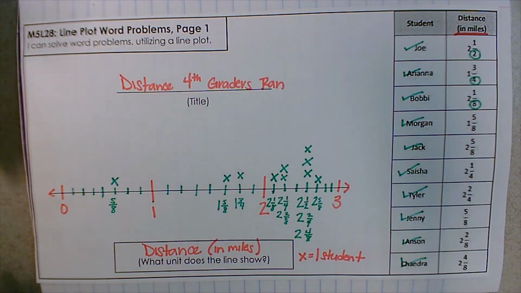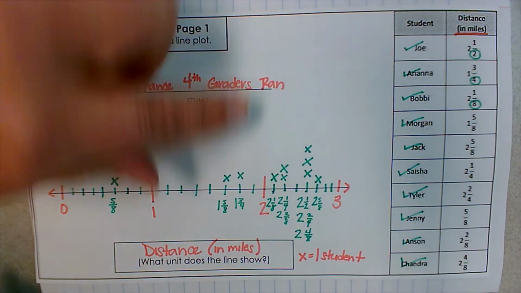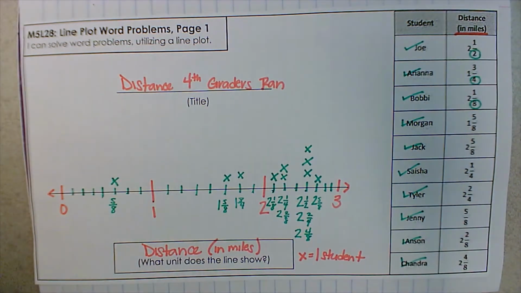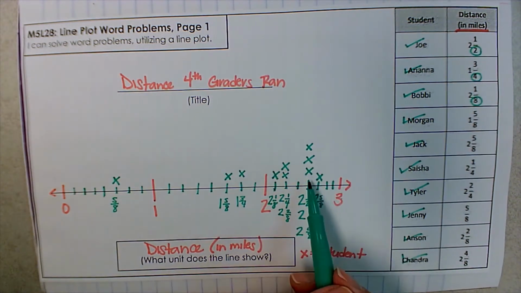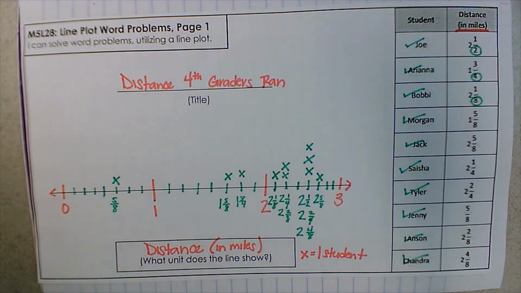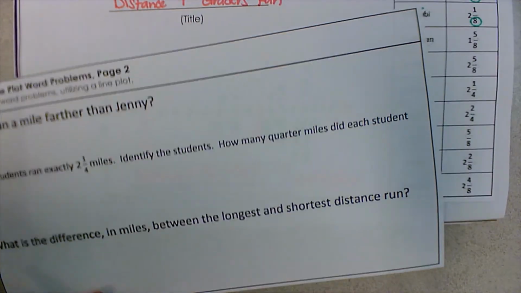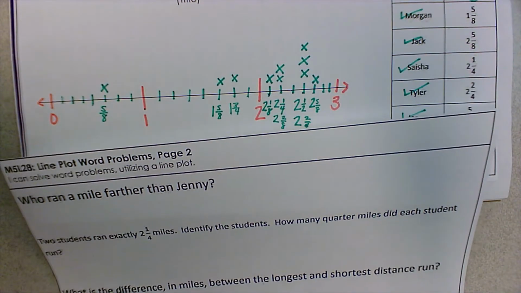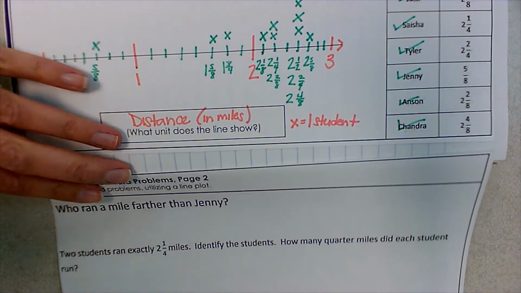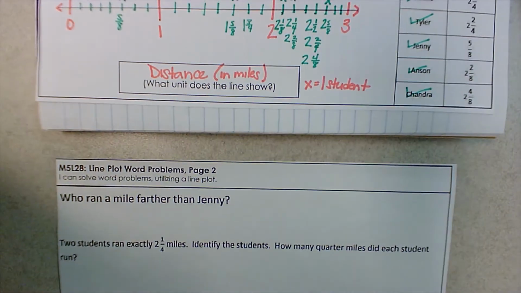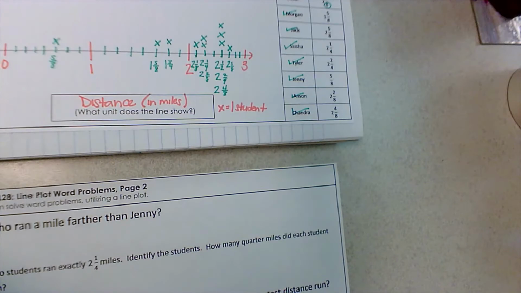Okay, the point of a line plot is I can easily and quickly look at this and say more students ran 2 1/2 miles than any other. Okay, because there are 3 X's at that mark. Now we're going to take our page number 2, and I did not glue it in yet. Okay, I only glued in one because I want to be able to look at both pages because I'm going to need to compare on my line plot and look at my question.